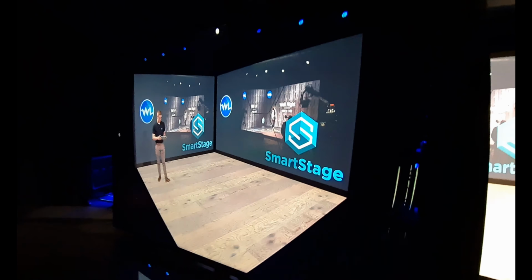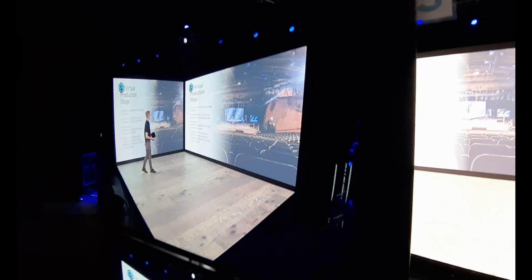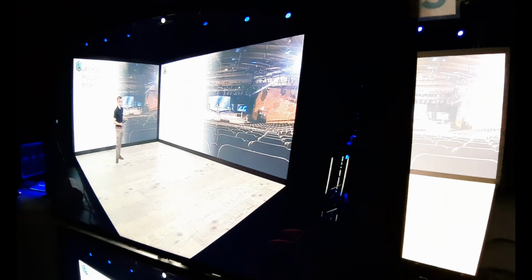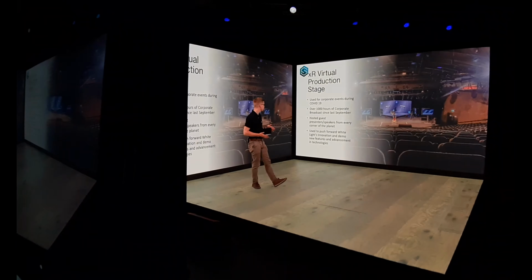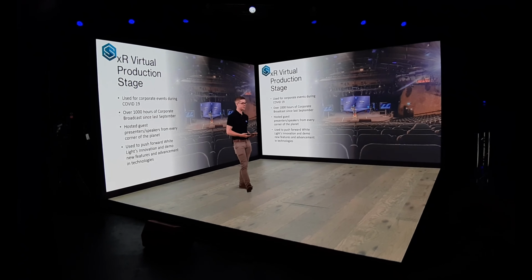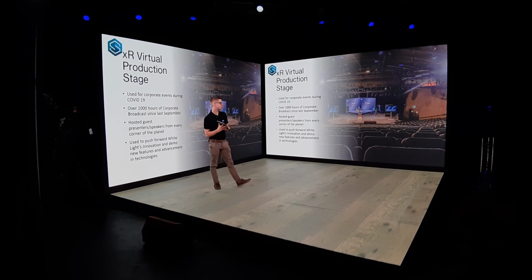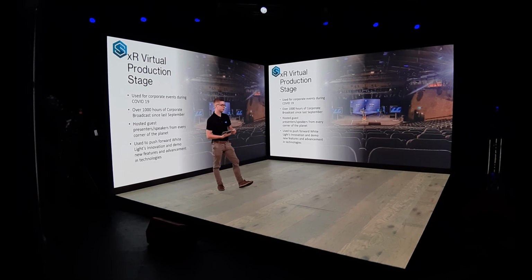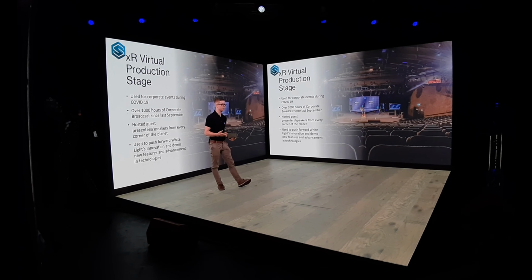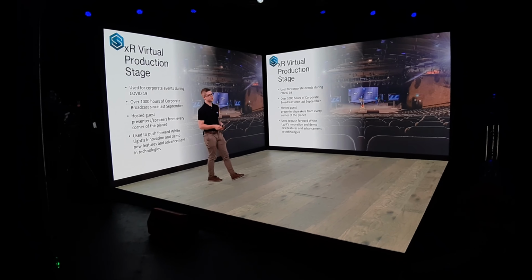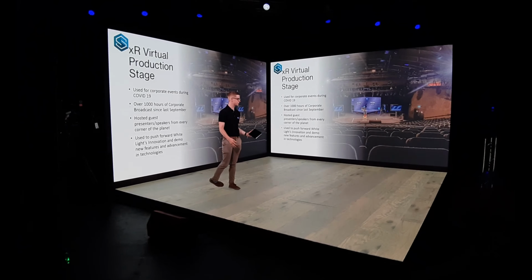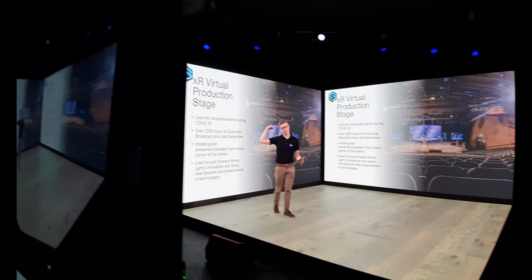So, come on stage. It's a virtual production stage. We've used this for corporate events. Right, COVID-19. We produced about 1,000 hours of corporate broadcasts this last September. Like I said to you guys when you walked in, we were in the warehouse in March last year, and then we developed more, became more of a rental product, really exciting for us. And we moved to the Science Museum. We had this size stage, a bit less space. You'll see that when you come to the gallery.